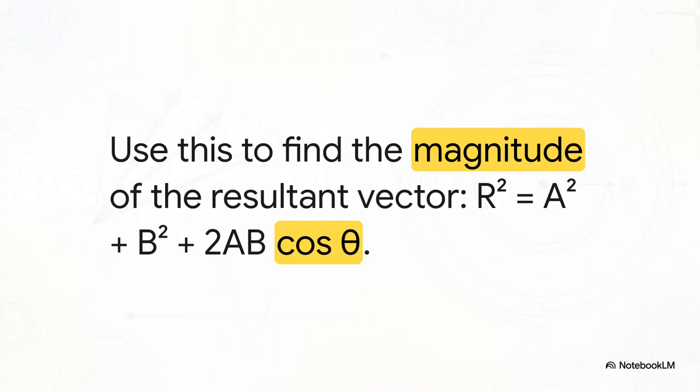Now, if you want to verify the absolute magnitude of that final resultant vector without relying on a perfectly drawn graph, we pull out the law of cosines. R squared equals A squared plus B squared plus 2AB cosine theta. Keep this one handy. It's an absolutely crucial formula for your toolkit, especially when you already know the magnitude of two vectors and the exact angle between them.